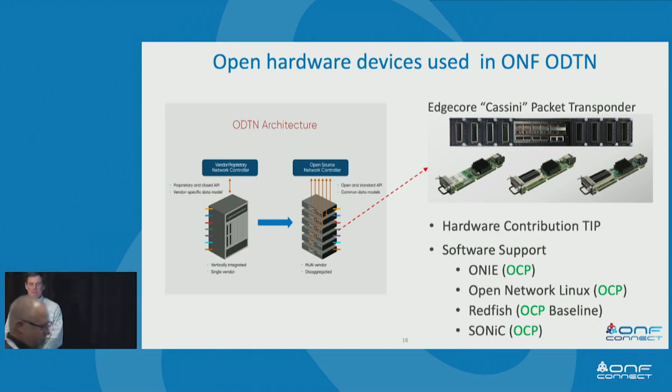So I think the question is, where do you draw the line between TIP and ONF, OCP and TIP? Are there certain areas where OCP should be, and from an ONF standpoint, where do we look? That's a great question. Where do you draw the line?